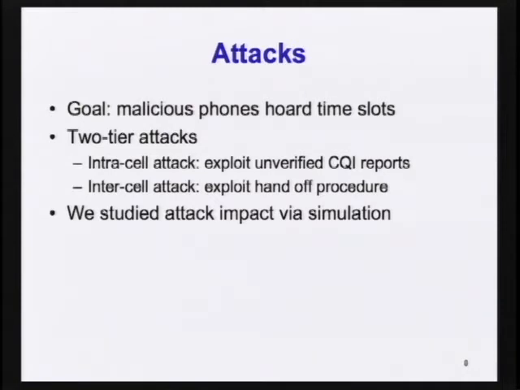And we have devised a two-tiered attack. So the first tier attack is called the intracell attack. Which means that the attacker stays in the cell. So this attack exploits the unverified channel condition report by cell phones. In order to increase the effectiveness of the attack, we designed a second tier attack where this attack spans more than one cell. And this attack exploits the handoff procedure of cell phones. Okay, I'm going to tell you how each of the attacks work.